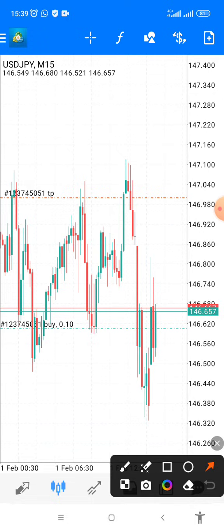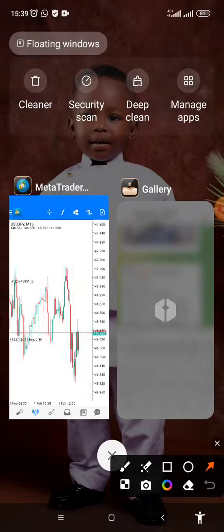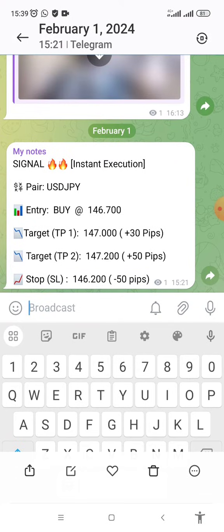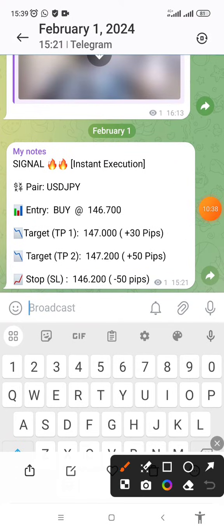What of the stop loss? Now we go back to the signal. When we get back to the signal here, the stop loss given by the signal is also here. Over here, and that is the stop loss. Stop loss is 50 pips. And the price is what you are interested in. The stop loss price, which is this one, 146.20. That is what you are interested in. So that is the price you will pick.